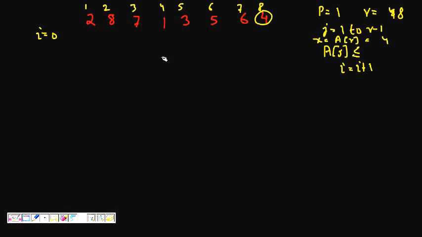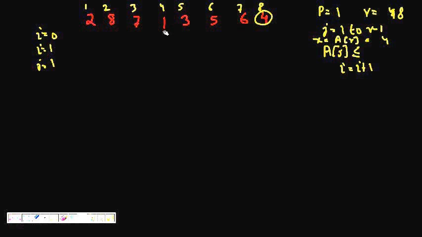So i is now becoming i plus 1, so i becomes 1, and j is also 1. We swap a of i and a of j, but both are index 1, so nothing gets swapped. Then j becomes 2, and now we come to 8. Now a of j is not less than the pivot element, so j is incremented again, it goes to 3, and a of 3, 7, is again not less than the pivot 4, so it moves further. Now j comes to 4, where a of 4 is 1.